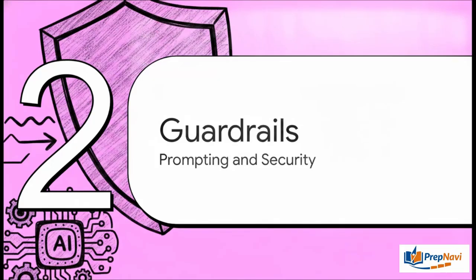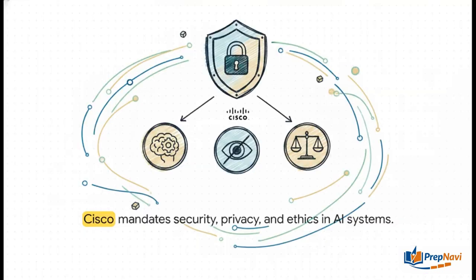Okay, moving right along to Section 2, Guardrails, Prompting, and Security. These next two domains make up nearly a third of your exam. And honestly, it makes total sense because Cisco places a massive, unwavering emphasis on responsible, secure, and ethical network deployments. That philosophy completely carries over to their AI certification. You aren't just being tested on how to make AI work, you're being tested on how to make it work securely, ethically, and privately inside a corporate environment.